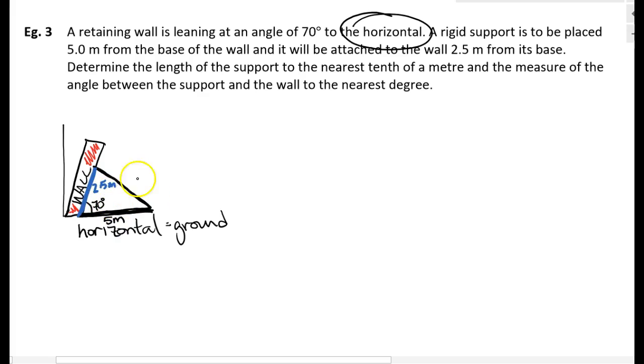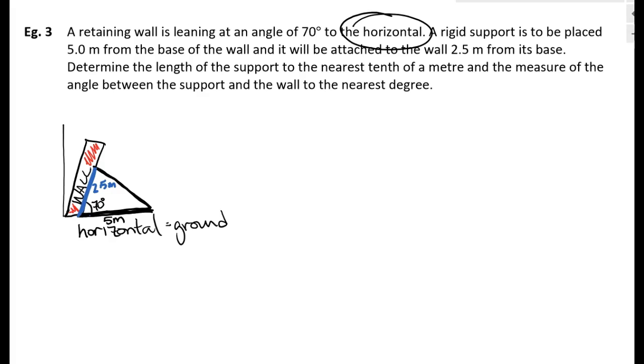So now I've got a picture though. Whatever it's holding back is going to be held back in this scenario. So now I have my triangle. Now let's go back to the question. What is it actually asking me for?